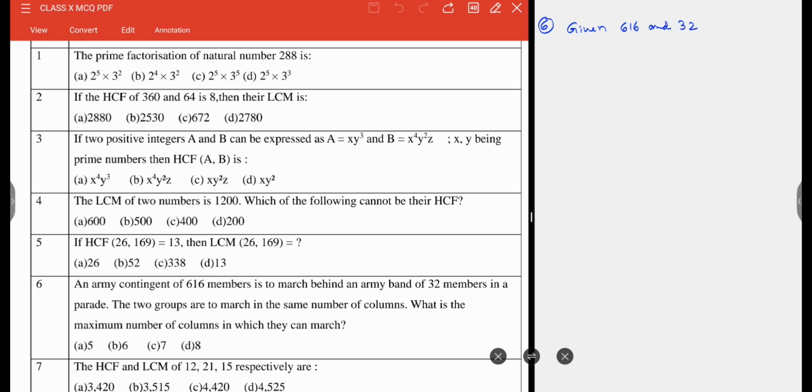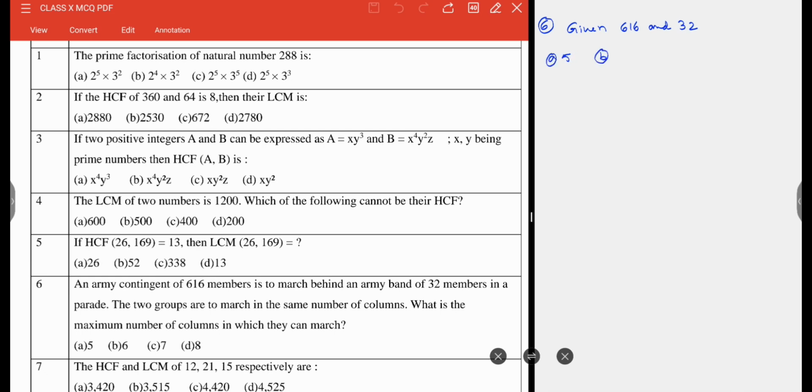We have to find HCF of 616 and 32. So we can clearly see by the options that HCF is a number which divides both. We can see clearly the options are: this is option A, option A is 5.